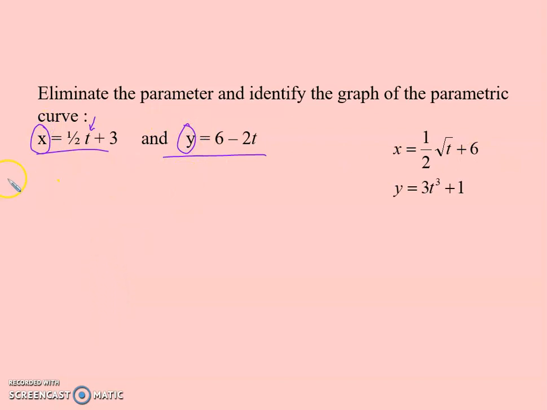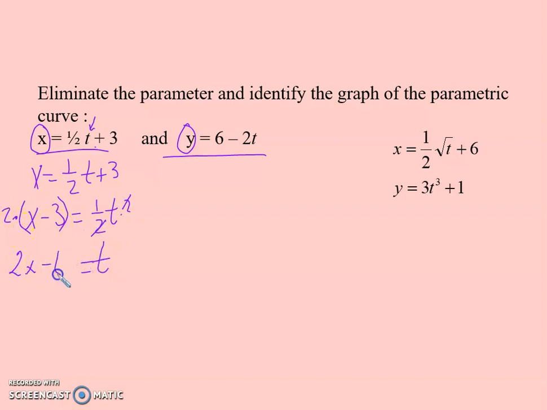So what you want to do is rewrite one of these equations in terms of t equals. So I'm going to choose this first one. I'm going to rewrite it in terms of t. Okay, so that means I'm going to subtract the 3, and then I'm going to multiply by 2 on both sides so that I can get rid of this fraction. And that gives me 2x minus 6 equals t.